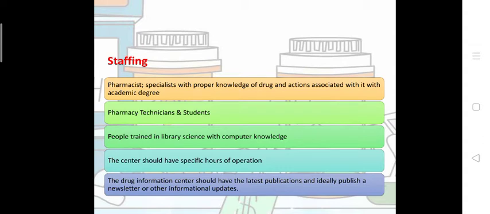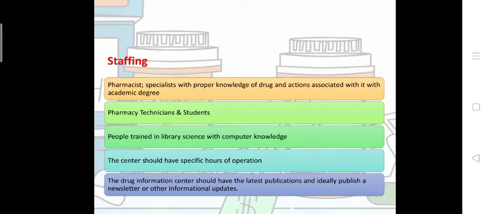Then we have, these are all the staffing which is included in a drug information center. A pharmacist with special knowledge about drugs and their actions, associated with an academic degree. Then we have pharmacy technicians, students who are also working, people trained in library science with computer knowledge who can try to retrieve the database. Then the centers have specific hours of operation, during which they can provide information to the medical personnel.